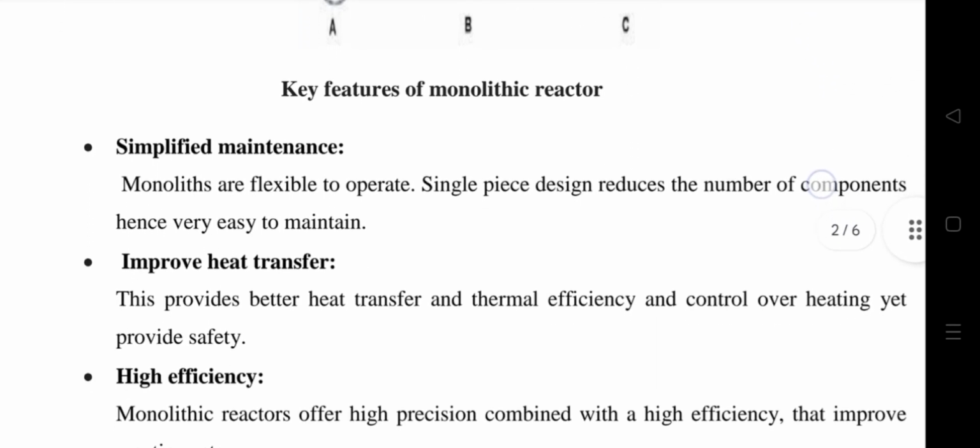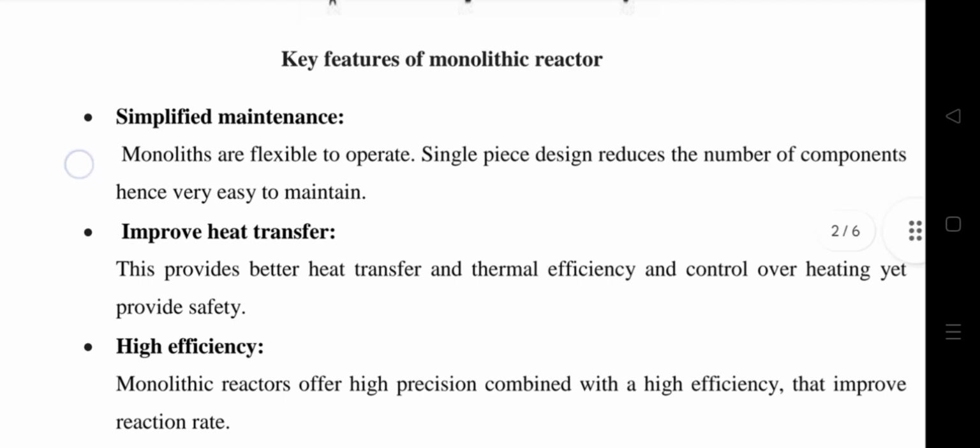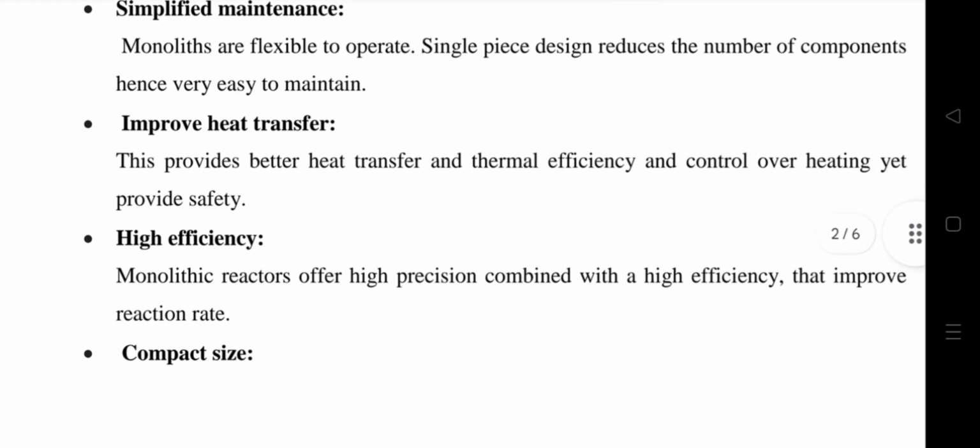Key features of monolithic reactors. First of all, it has simplified maintenance, which makes it easier to use and flexible to operate. Single piece design reduces the number of components and hence is very easy to maintain. Improved heat transfer. These provide better heat transfer, thermal efficiency and control over the heat, yet provide safety.